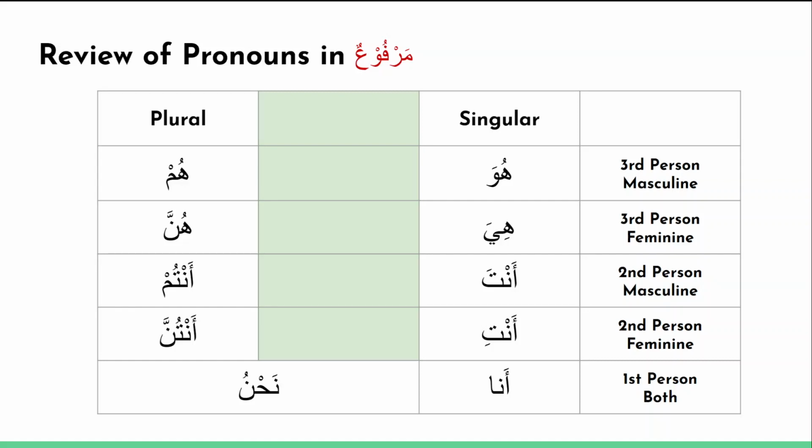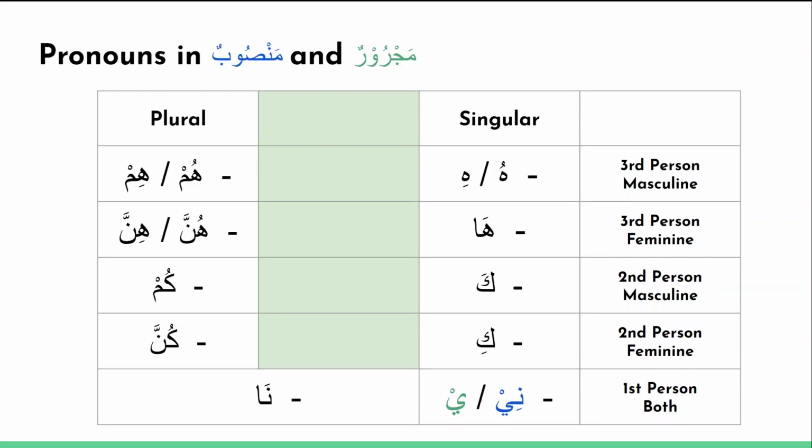Huwa muslimun, hum muslimuna, hiya muslimatun, hunna muslimatun, anta muslimun, antum muslimuna, anti muslimatun, antunna muslimatun, ana muslimun or muslimatun depending on your gender, nahnu muslimuna or muslimatun, again depending on the gender of the speakers.